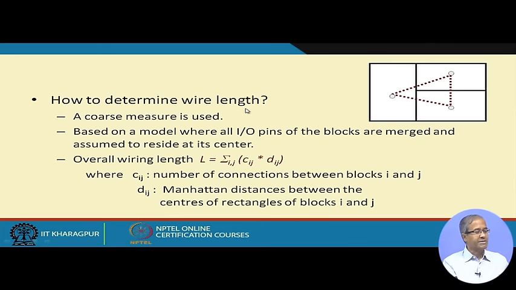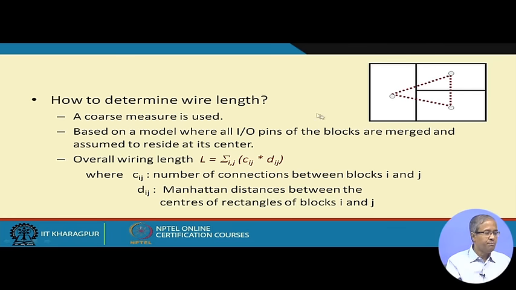But wire length, I had said at this stage you are only allowed to make a very rough estimate, because at this stage you have not even kept separate spaces for interconnection. You do not know how the wires will be laid out, you can only make an approximation.